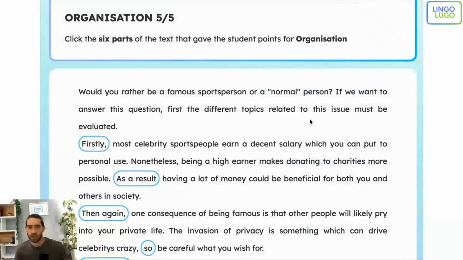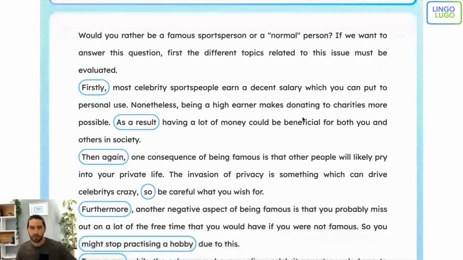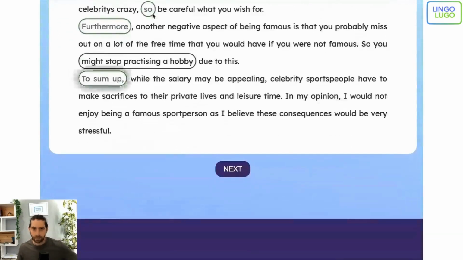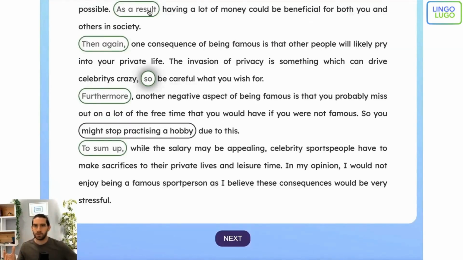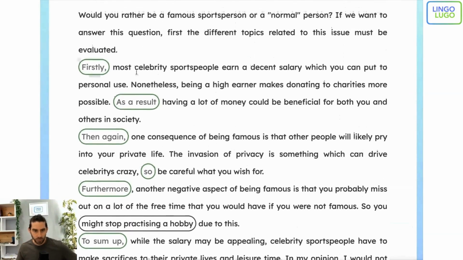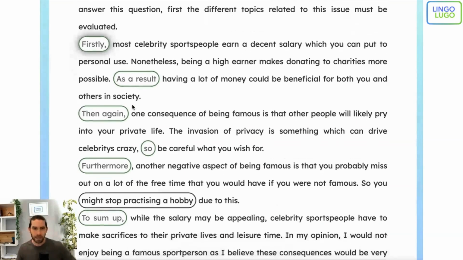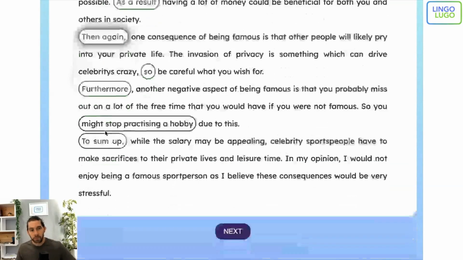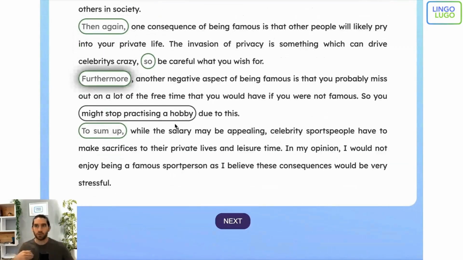In the organisation, the student did excellent. They got 5 out of 5 points for this part. And you can see here with firstly, and to sum up, and even so. These signpost the reader as to where the information is in the text. So they're talking about their different arguments. As a result, is a really good cause and effect linker. Then again, also for contrast. Furthermore, is another linker that's used to extend or give a second argument similar to the previous one.